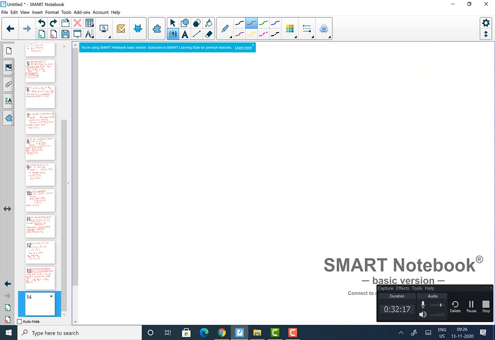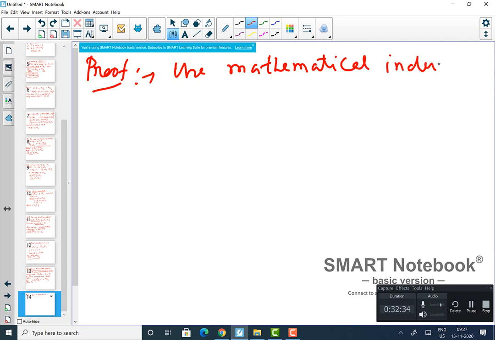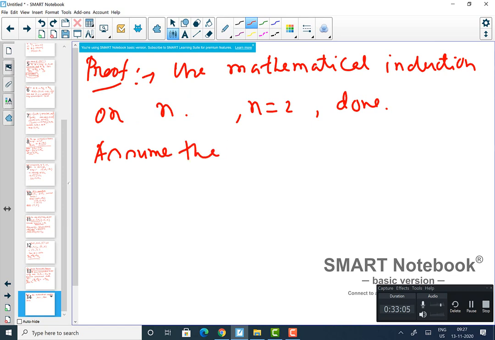So use mathematical induction on the number n. Now obviously for n equal to 2, it is done, right? Now we assume that it is true for n minus 1, and you write down now the n case.